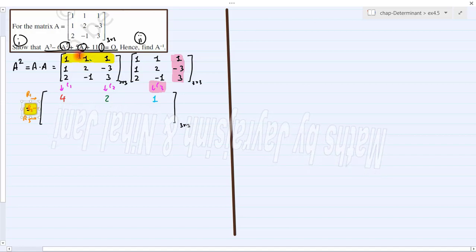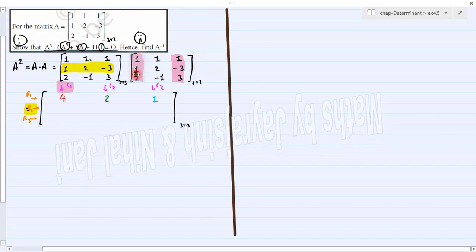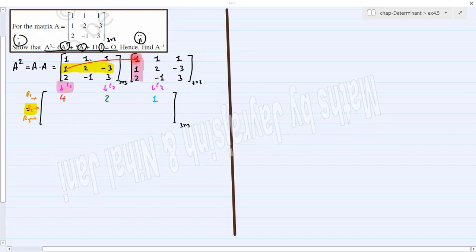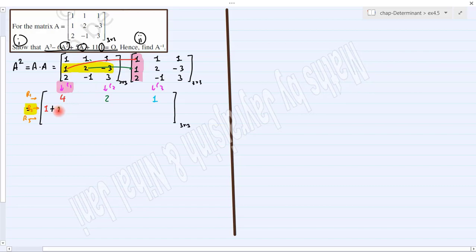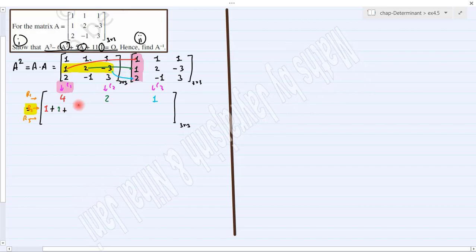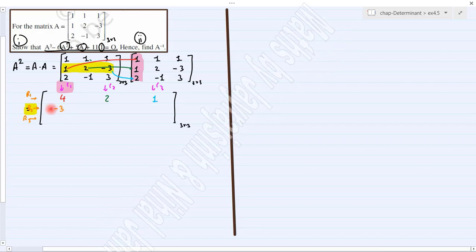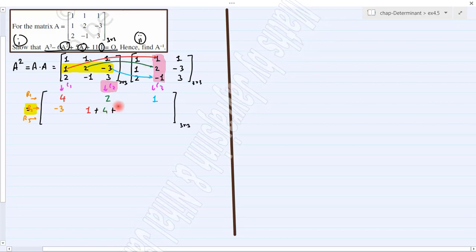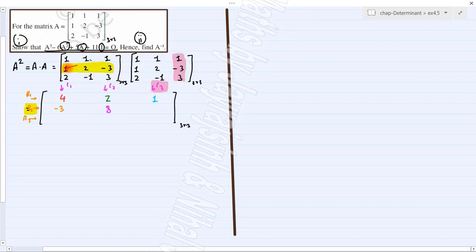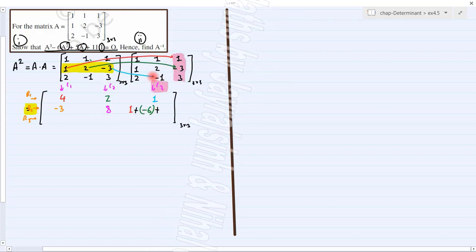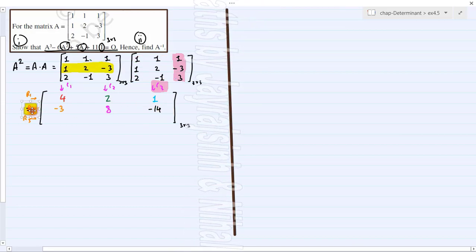Now let's try to get element of second row. The first element is in first column. So multiply respective terms. 1 ones are 1 plus 2 ones are 2 plus minus 3 into 2 will give us minus 6. So 1 plus 2 minus 6 will give us minus 3. Then the next element, so 1 plus 4 plus 3 will be 8. Then your last element of second row is in third column, will give us minus 14. So we get the element of second row.